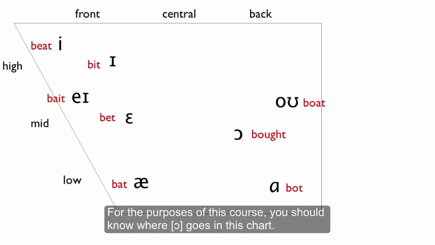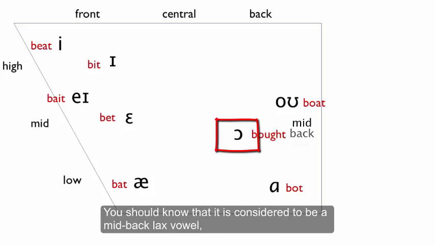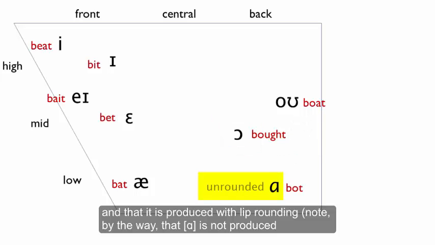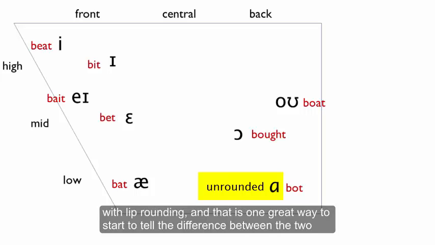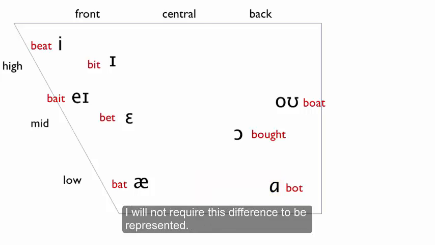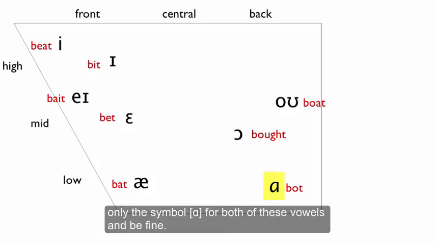Now, for the purposes of this course, you should know where aw goes in this chart. You should know that it's considered a mid-back lax vowel, and that it's produced with lip rounding. Note, by the way, that ah is not produced with lip rounding, and that's one great way to start to tell the difference between these two vowels if this is difficult for you. In transcription quizzes, I will not require this difference to be represented. For most speakers of West Coast dialects, you can only use the symbol ah for both of these vowels and be fine.